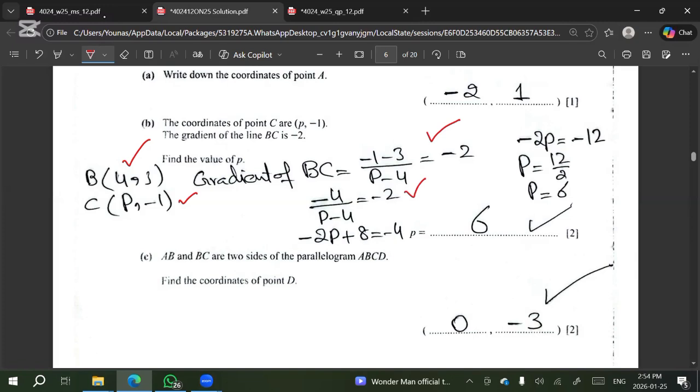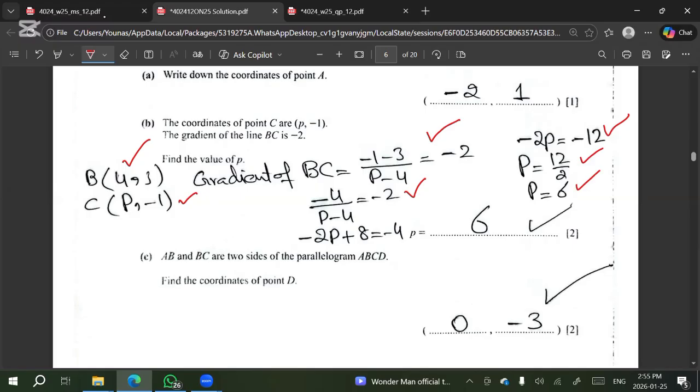From here you will cross multiply. You will get minus 2P plus 8 equals minus 4. So minus 2P will be equal to minus 12, because the plus 8 will go to the other side. Minus 4 minus 8, that's minus 12. So the minus signs will cancel, and P will be equal to 12 divided by 2. So P will be equal to 6.